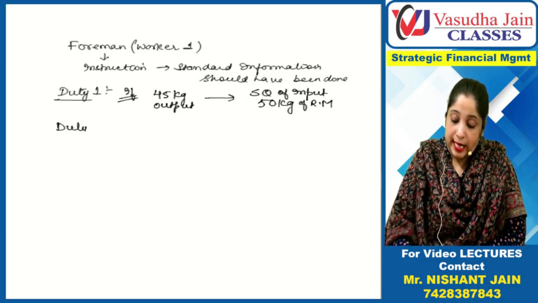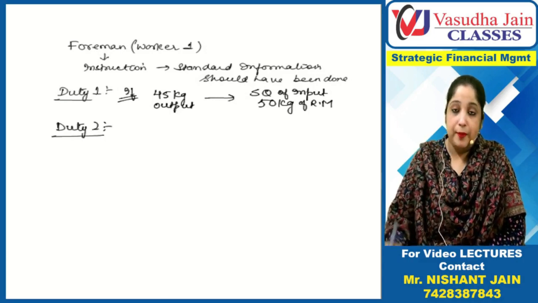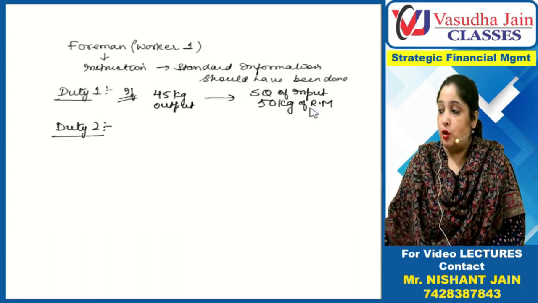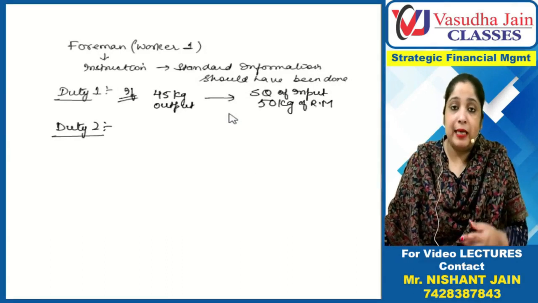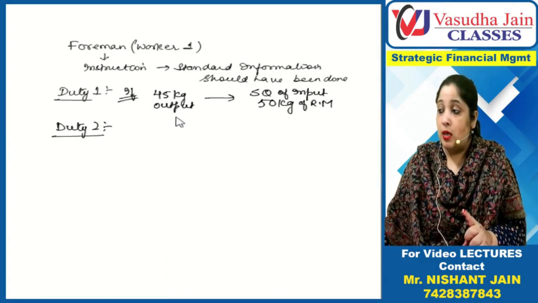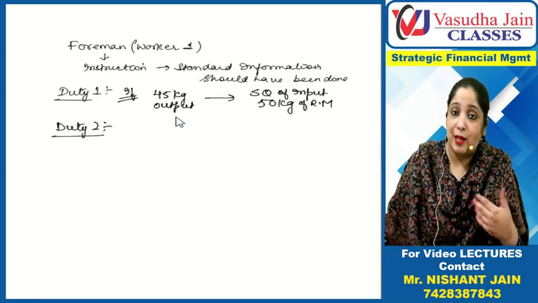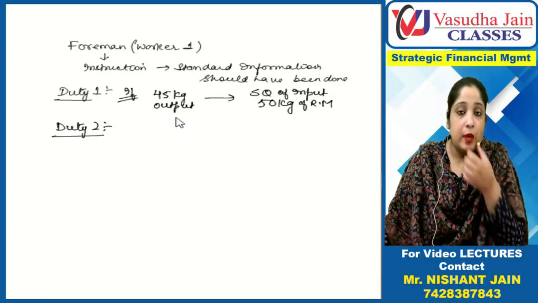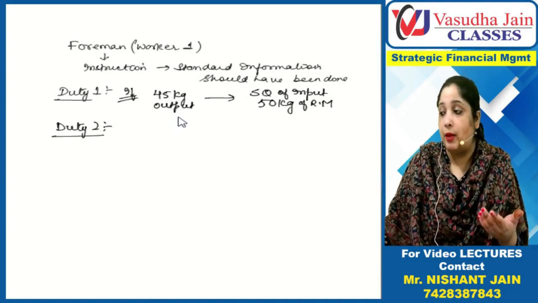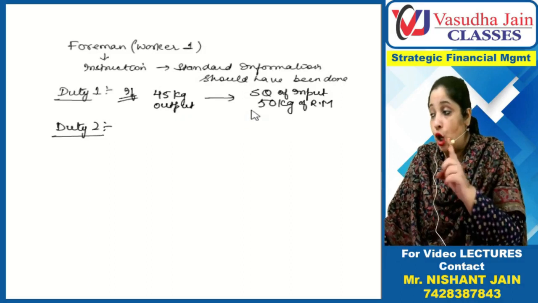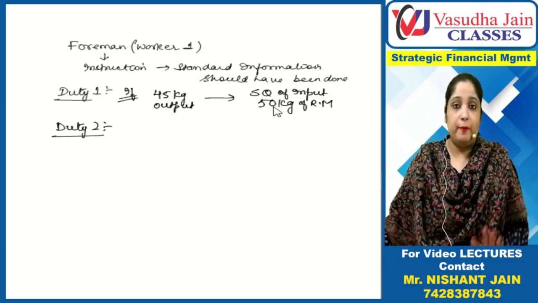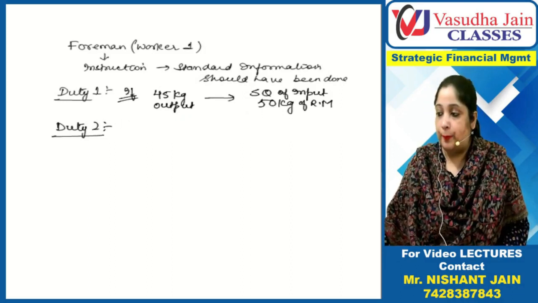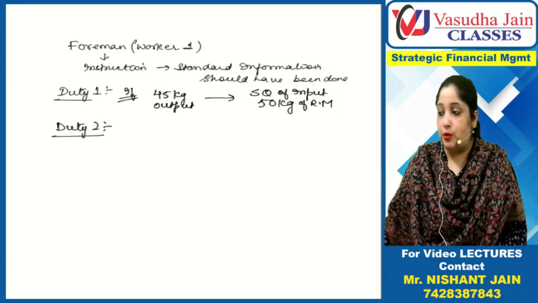Then I am giving him the second instruction. Basically, this information should be used as a reference in the unitary method, because I do not know whether in actual 45 kg of finished goods have been produced or not, but I'm just telling my foreman that for producing 45 kg, you should use 50 kg of input. Don't use more than that. Okay, my foreman has understood that.